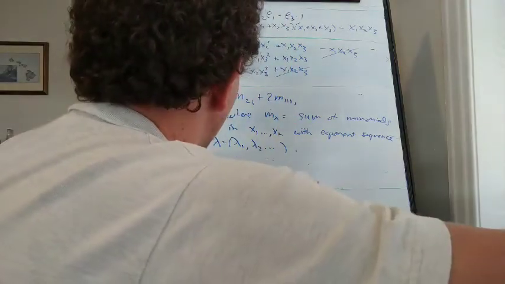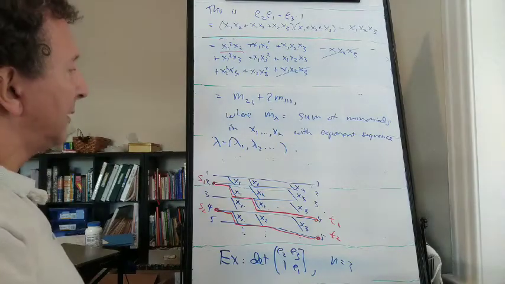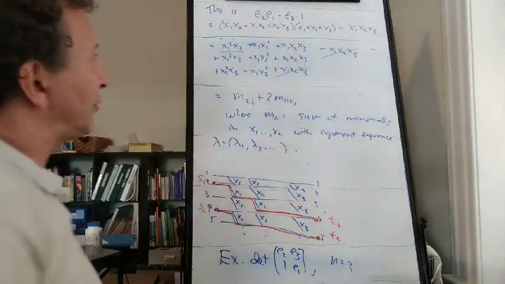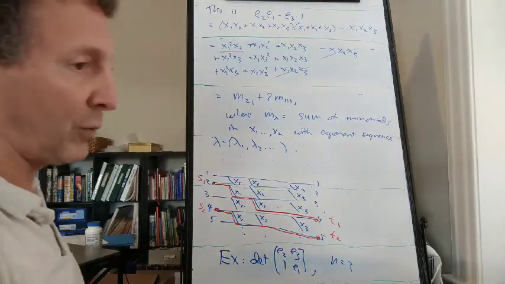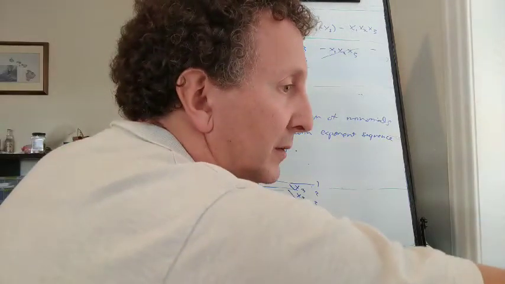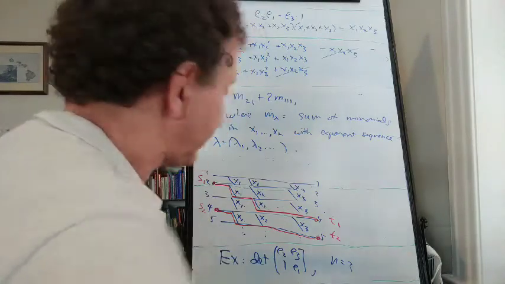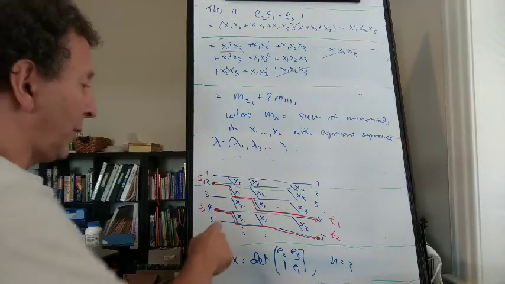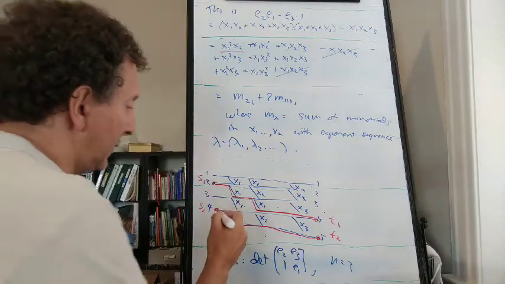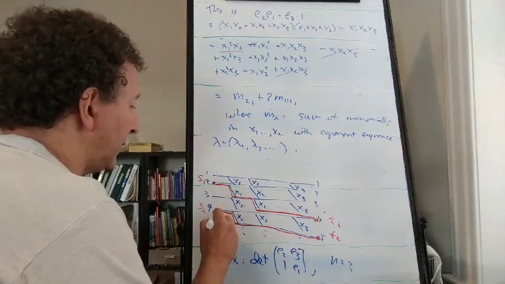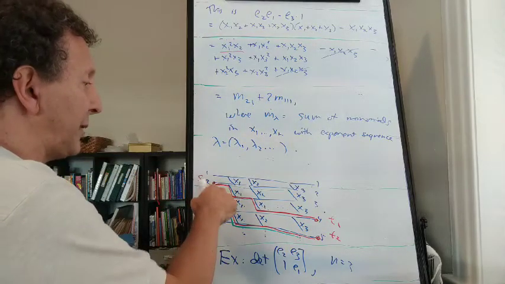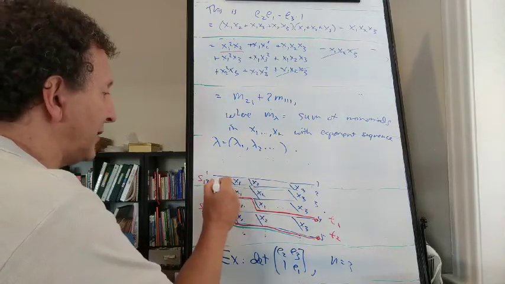Maybe we can do one more. So what if we wanted to get x1, x2, x3? I guess there should be two path families that have weight x1, x2, x3. Well, we could take this path again. That'll be an x1. And then we can make this path take an x2 edge and an x3 edge.